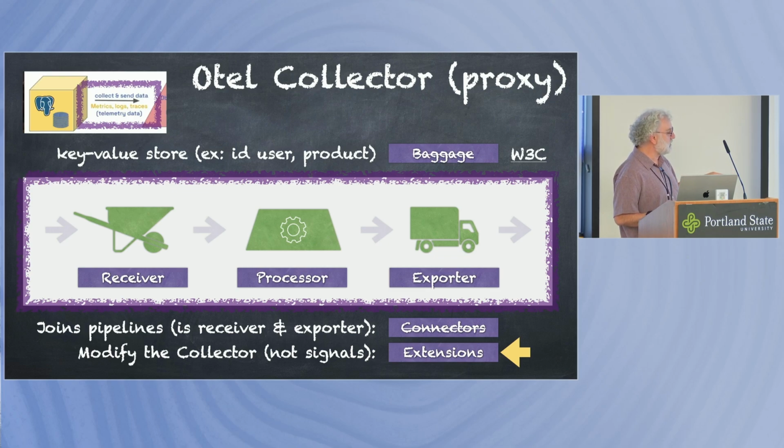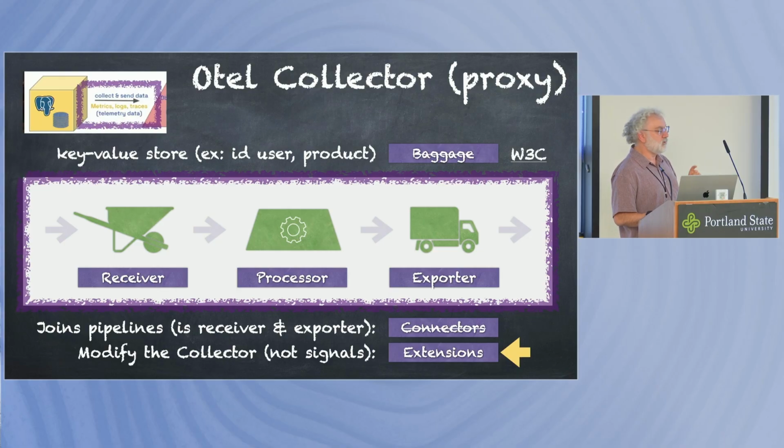There's also the idea of connectors, which you don't need as a beginner, but the idea is that you could use a piece of software that implements both the receiver and the exporter APIs, and that just lets you feed, this is called a pipeline, one pipeline into another pipeline. And again, not an issue for a beginner.